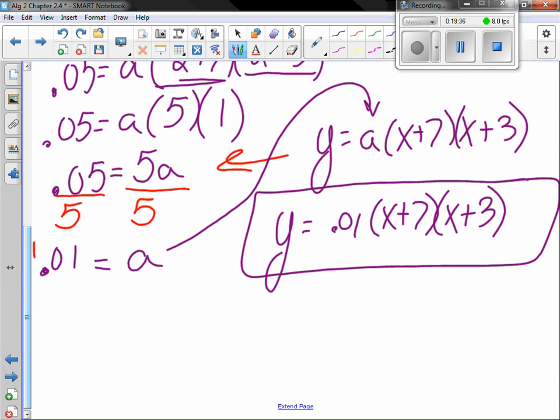Hopefully you're starting to notice that with all of these, we start off by plugging in the given information that we have, either the vertex, h and k, or p and q. Once we plug that in, we plug in the point for x and y, solve for the value of A, and then plug it back in. It's these same steps over and over again. Any questions on any of this? Any questions on anything we've done so far?